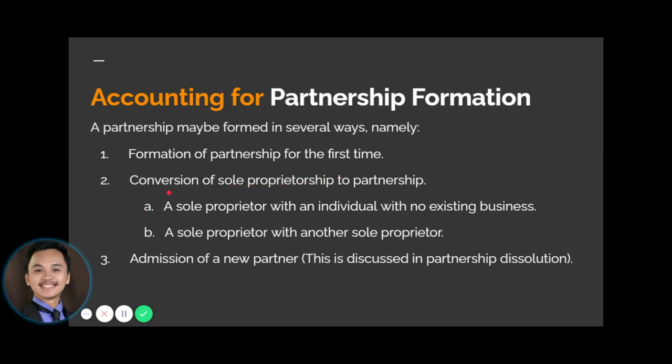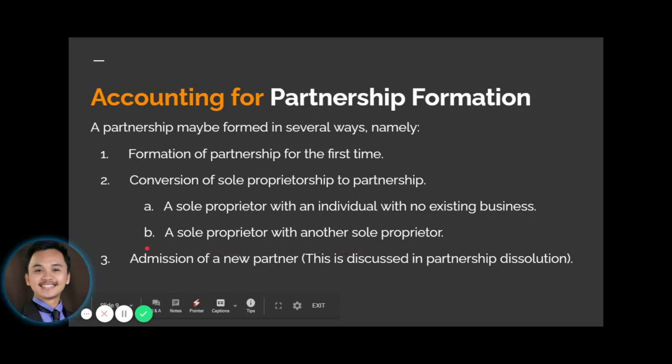The second one is conversion of a sole proprietorship to a partnership. So in this second way of forming a partnership, it can be a sole proprietor with an individual and with no existing business. So that means the other party is with an existing business and the other party is new in the business. So they may actually opt to retain the business of the other partner and convert that sole proprietorship into a partnership. B, the second one, a sole proprietor with another sole proprietor.